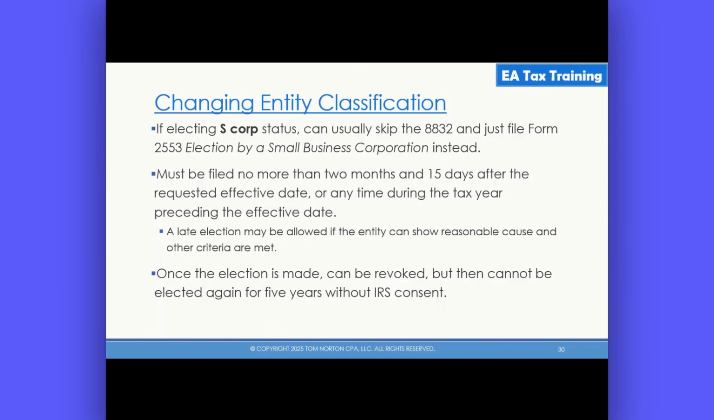And once this election is made, it can be revoked. But if you revoke it, then you can't make the S Corp election again for 5 years without IRS consent. So you will want to keep that in mind when you are making or revoking an S Corp election.